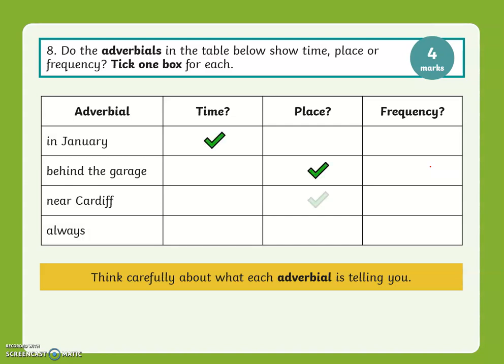Right, so "in January" means time because it's telling me when I'm going to do it. "Behind the garage" is a place because it's telling me where it's happening. "Near Cardiff" is also a place because it's telling me where something's happening. And "always" is an adverbial for frequency because it's telling me how often something happens. So if you think of it, time is when something happens, place is where something happens, and frequency is how often something happens. You should be able to quickly fly through doing things like that, and it will make it very, very easy for you.